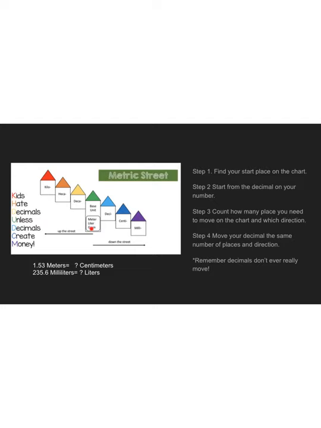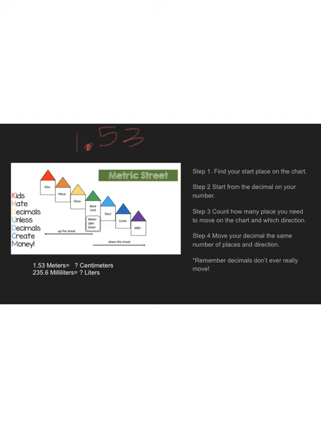And I'm going to start from the decimal point on my number. So I'm going to grab my number here, 1.53, and I'm going to start right here on the decimal. So here's where meters are. So I'm going to count how many places you need to move on the chart and which direction. So if I'm in meters and I want to go to centimeters, I'm going to count that.